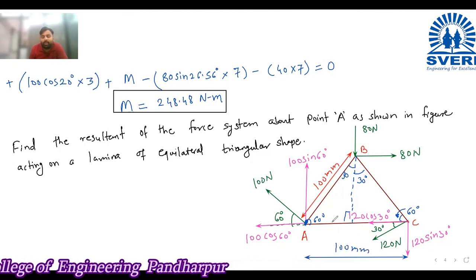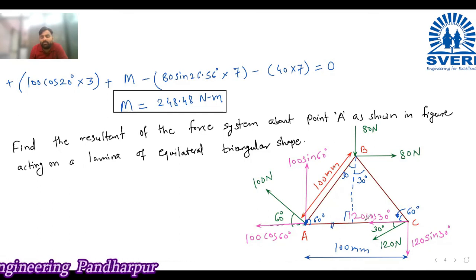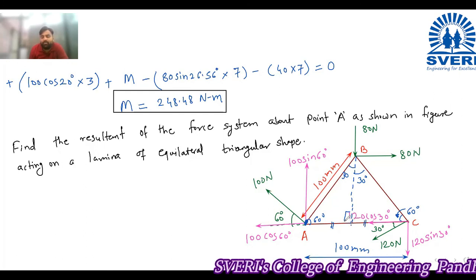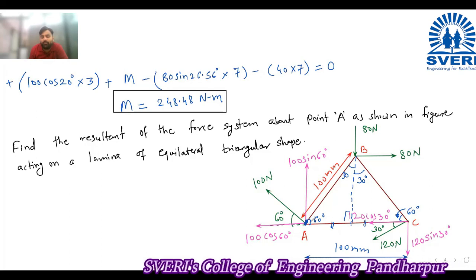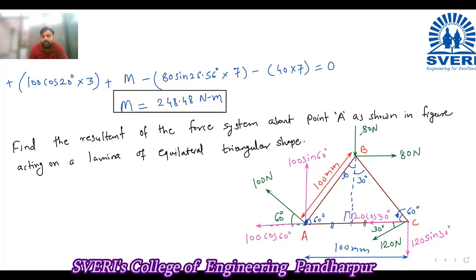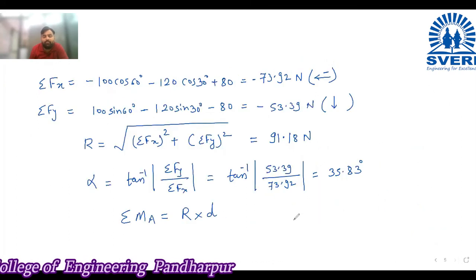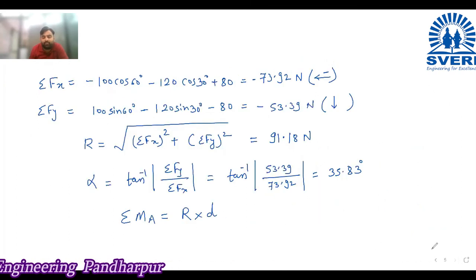So if you drop the perpendicular, it will divide this base into two equal parts. Okay. So here this 100 is divided into 2, so it will be 50. So from point A, the distance of the 80 Newton force is 50. So it will be 80 into 50.